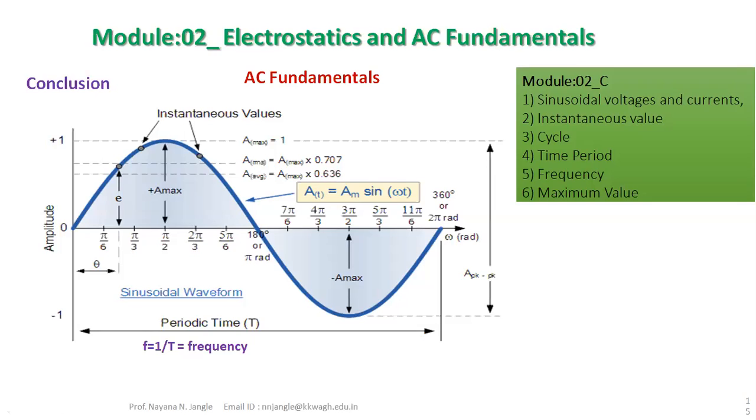In the next module we will see the RMS value and average value of an alternating quantity.